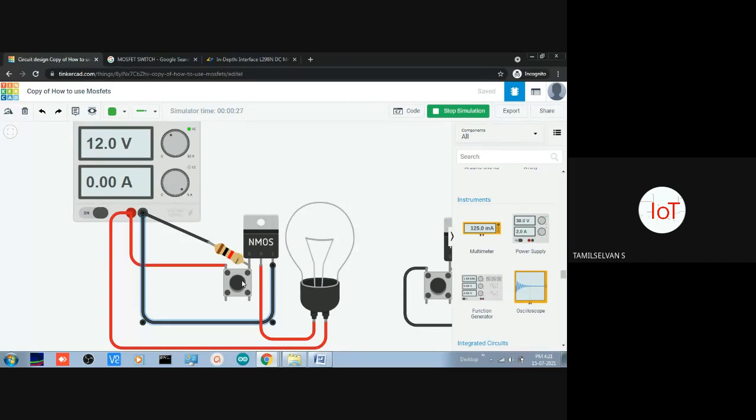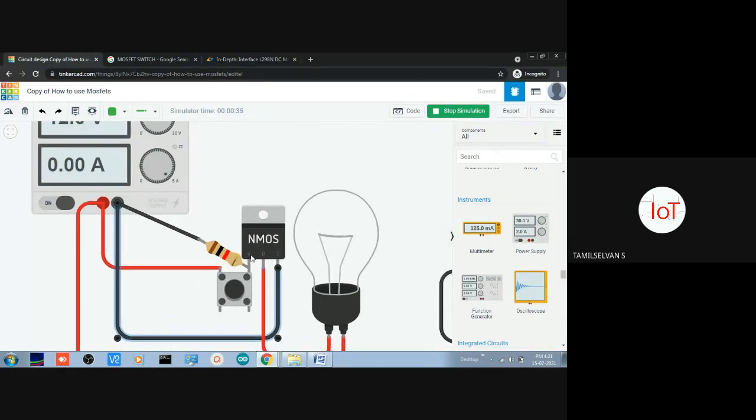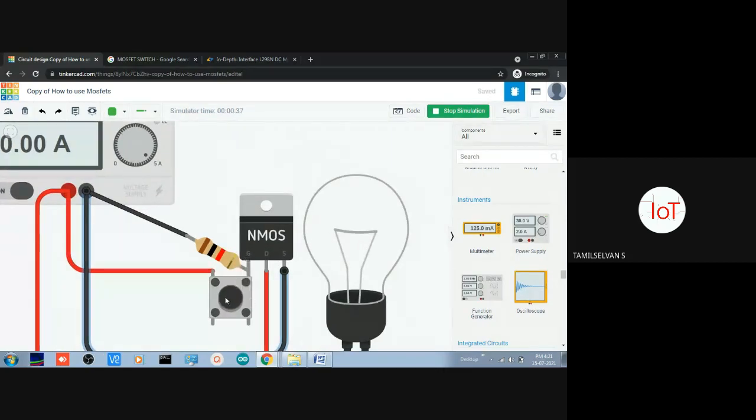So you can understand the concept, I hope. What it is doing actually is giving the bias voltage to the gate terminal. Actually here the bias terminal is connected with my switch.